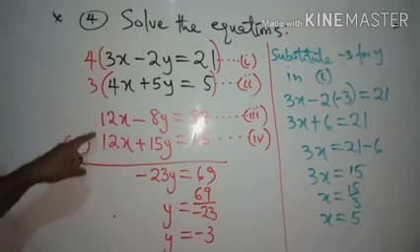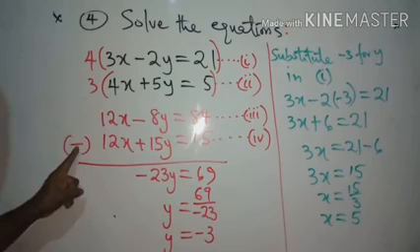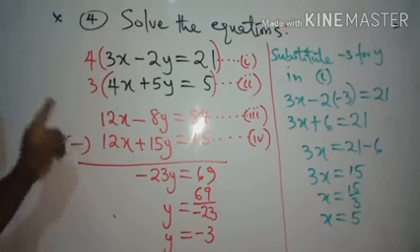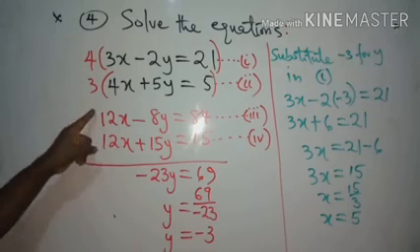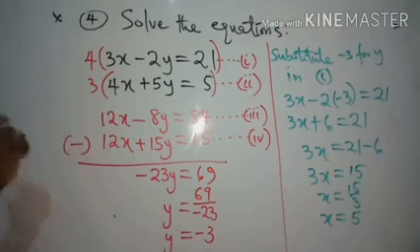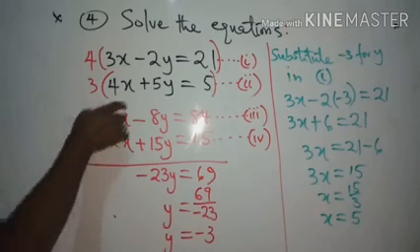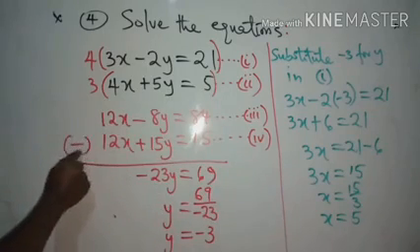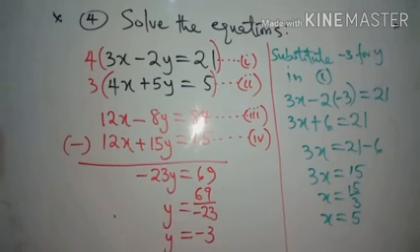If the signs were different, I would have used positive. Please note that: same sign, subtract; different signs, add. So they have the same sign, I'm going to subtract. This negative is for each of the terms. So this is going to be 12x minus 12x. That's 0. It's been eliminated.